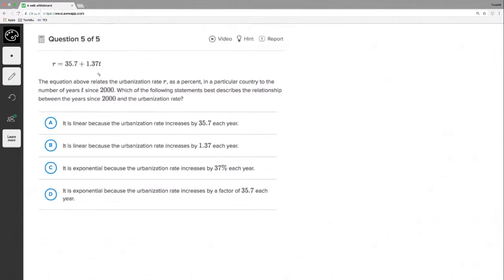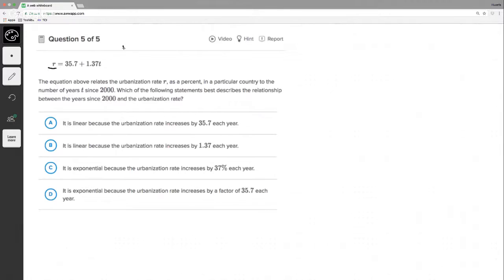R equals 35.7 plus 1.37T. The equation above relates the urbanization rate R as a percent in a particular country to the number of years since 2000. Obviously this rate is going up since 2000, and at 0, that means the year 2000. Which of the following statements best describes the relationship between the years since 2000 and the urbanization rate? Is this linear or exponential?